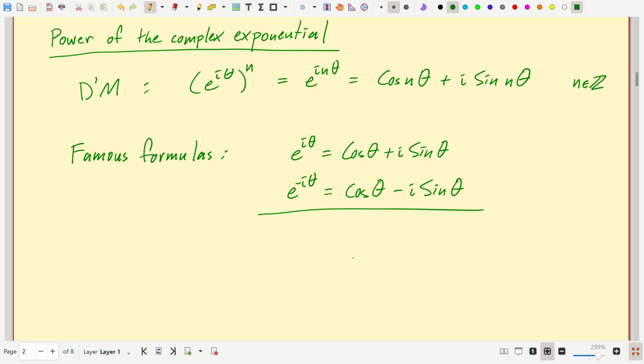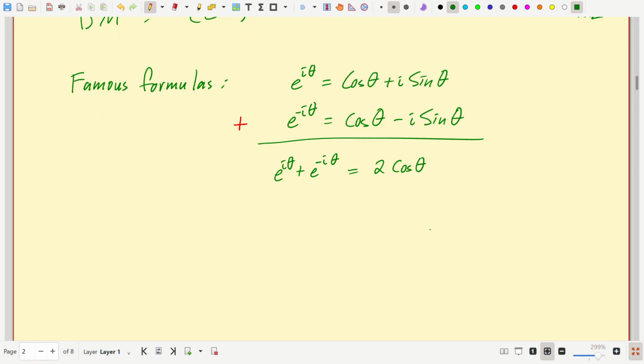So I'll put a plus here. When I add them together, I get e to the i theta plus e to the minus i theta is 2 cosine theta. So the famous formulas, let's see, I'm going to get two famous formulas. The first one is cosine theta equals e to the i theta plus e to the minus i theta over 2.